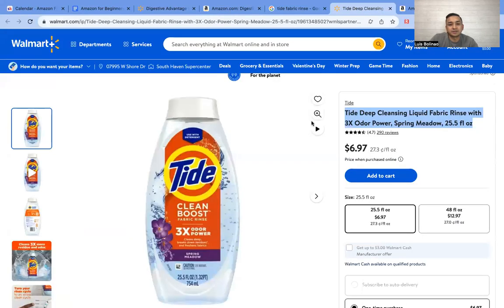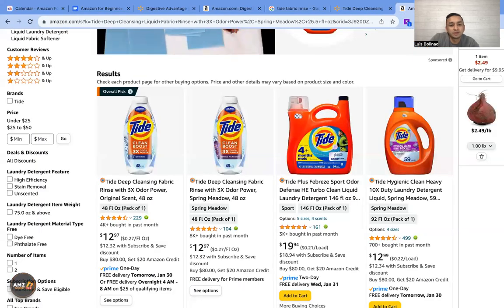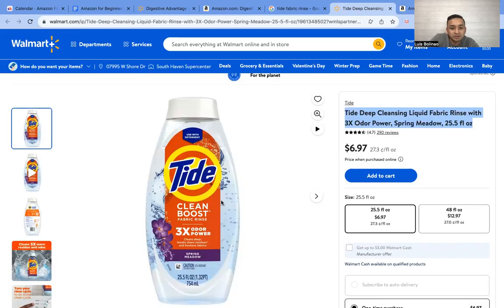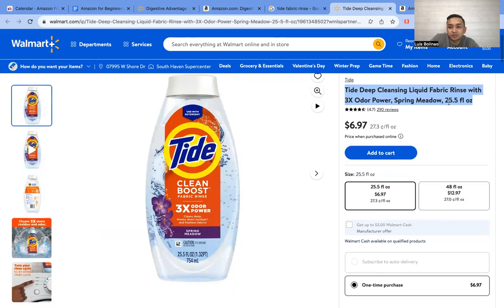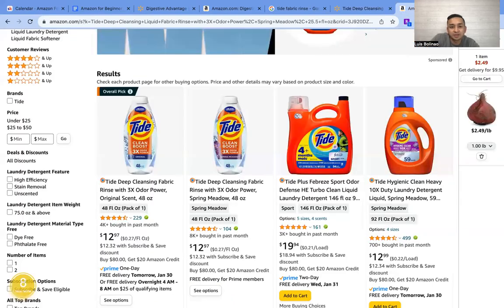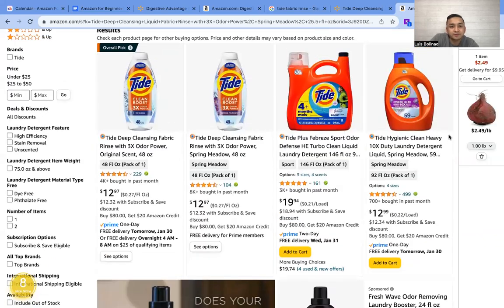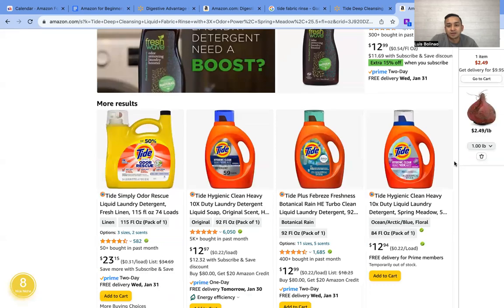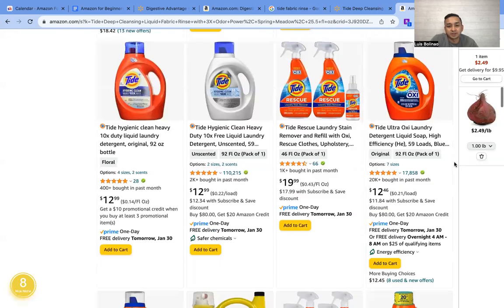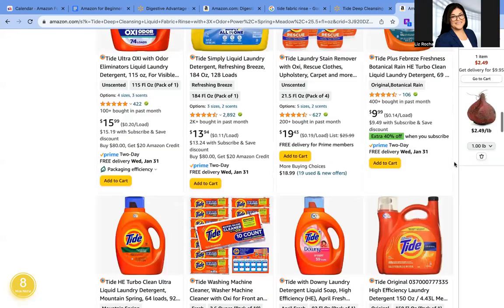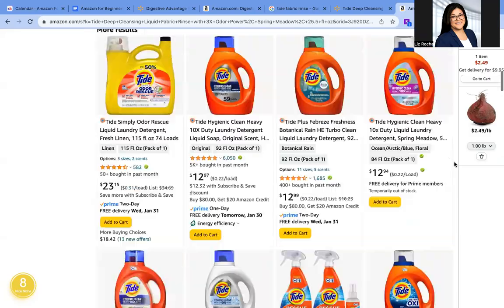Let's see. So Clean Boost, 3x the power. 48 fluid ounces. This one is 25.5 fluid ounces. Okay. Is it even here? This one's 48. This one's 48. I don't think it's here on Amazon, honestly. I don't see it. Well, you can check the 48 on Walmart and see the price.